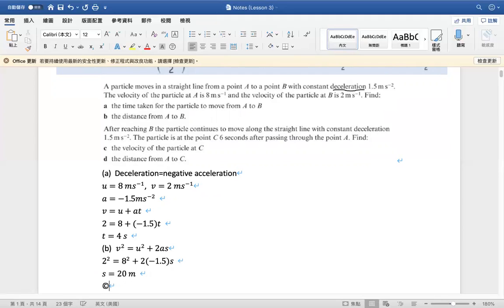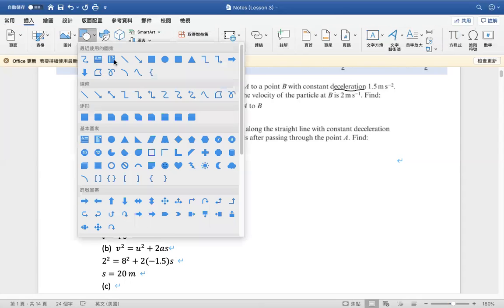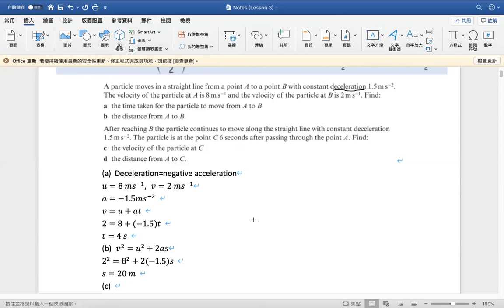All right, C. After reaching B, the particle continues to move along the straight line with a constant deceleration of 1.5 meter per second squared, and the particle is at point C 6 seconds after passing through the point A. Okay. So now let's maybe draw a picture to visualize the situation.